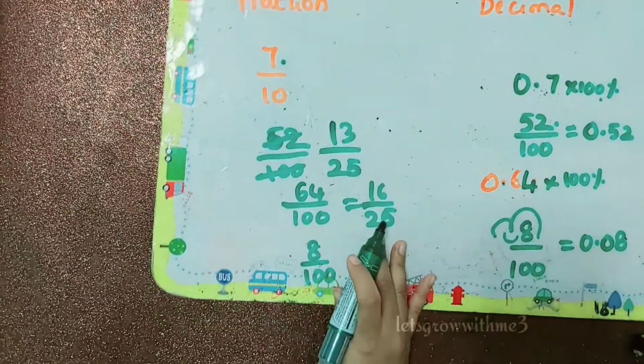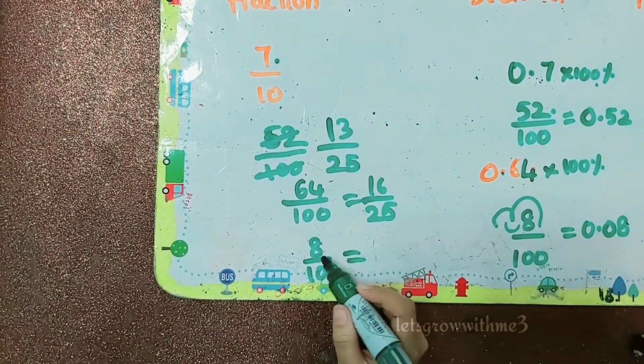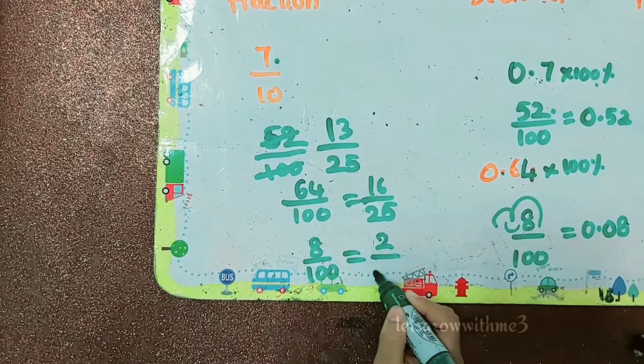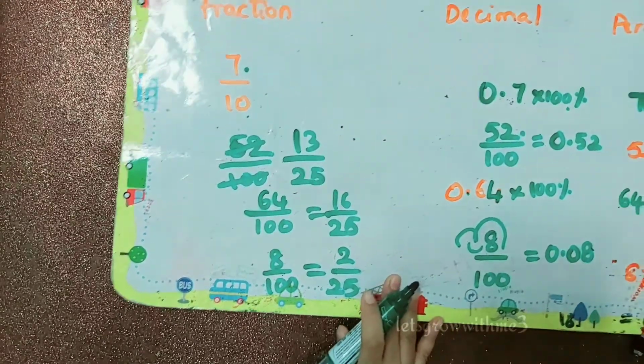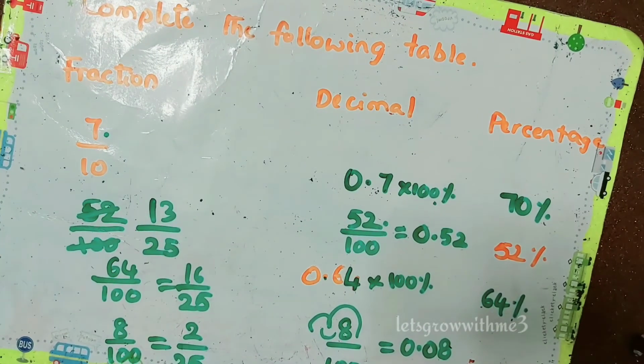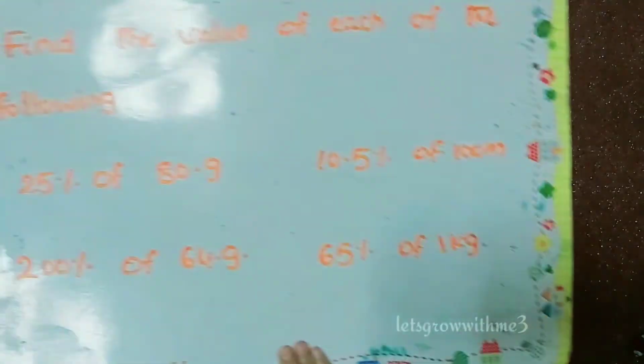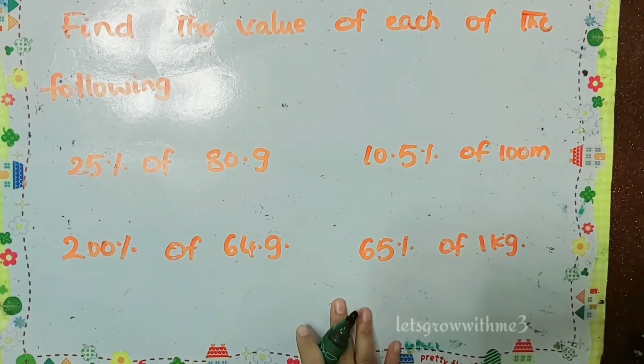8 over 100, and take out your common factor 4 between them, which is 2 over 25, and we don't have any more common factor. So that's our answer. So that's how we can convert fraction, decimal, percentage from one form to another form. So let's see a few more problems.